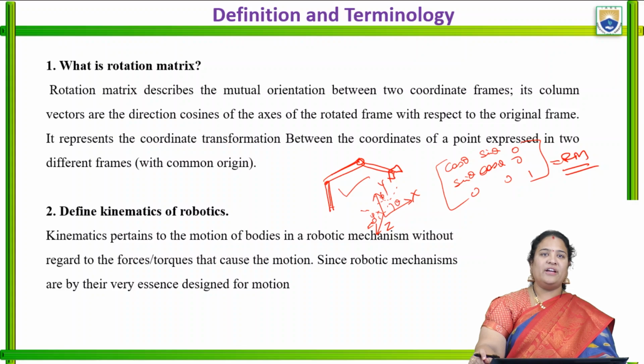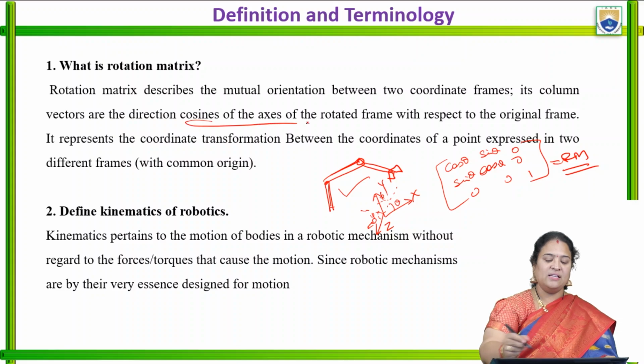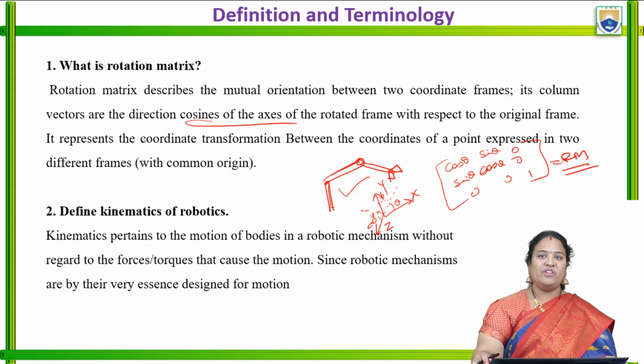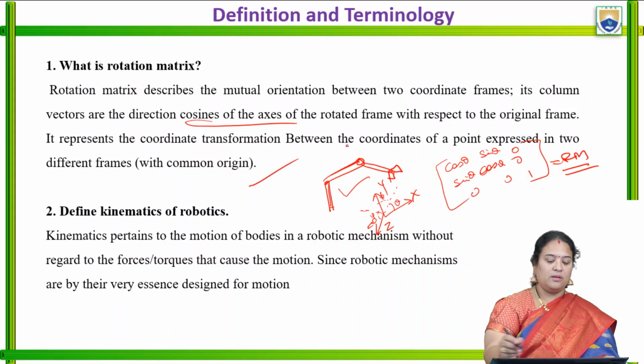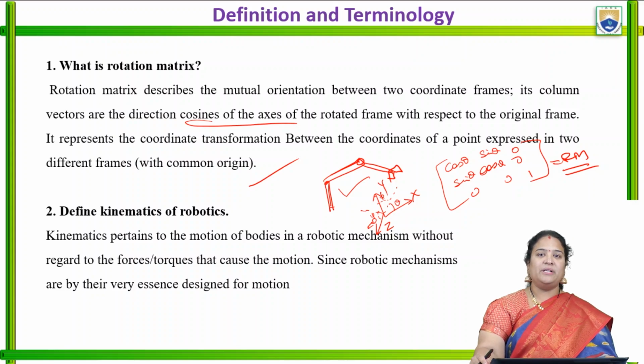Its column vectors are the direction cosines of the axes of the rotated frame with respect to the original frame. It represents the coordinate transformation between the coordinates of a point expressed in two different frames. That is known as the rotation matrix, and we write it for two frames as cos theta, sin theta, 0, sin theta, cos theta, 0, 0, 0, and 1.